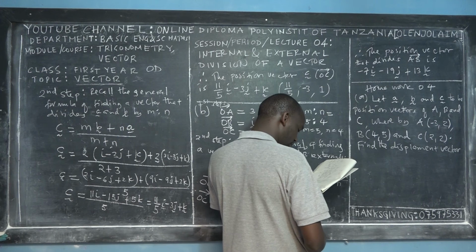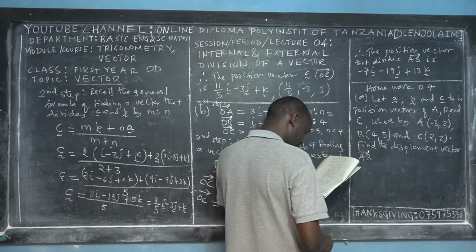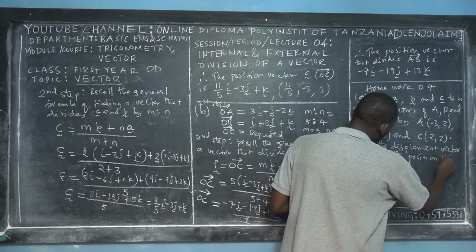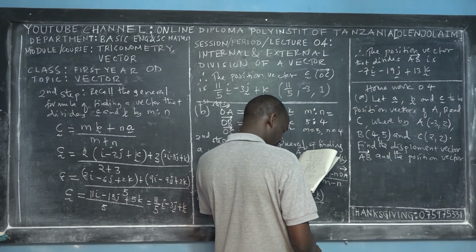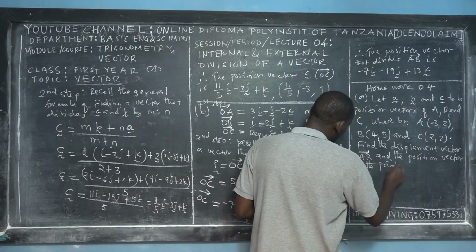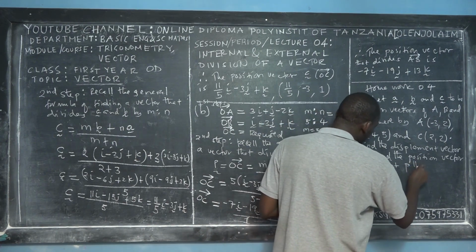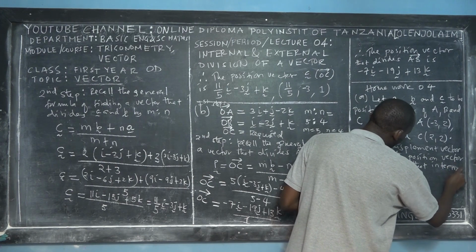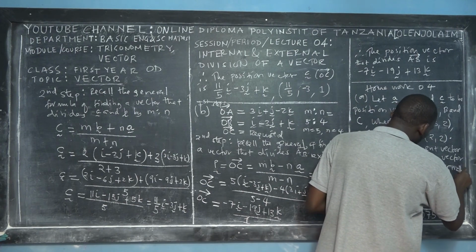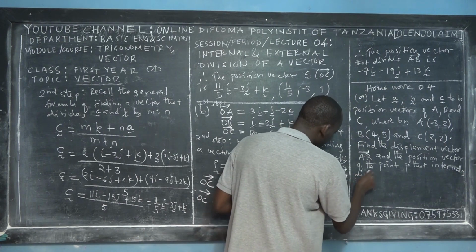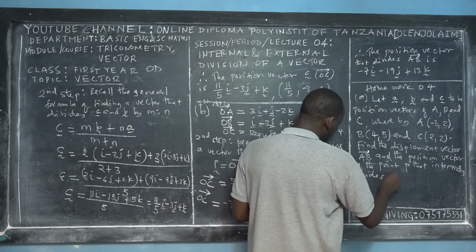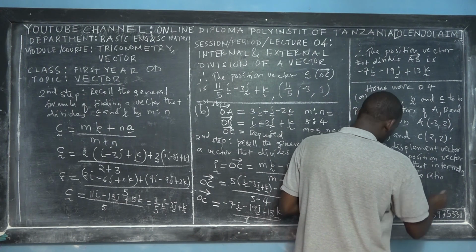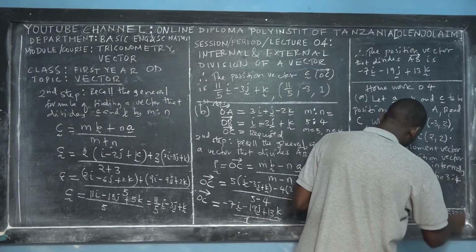Find the displacement vector AB, and the position vector of the point P that internally divides vector BC in the ratio of 3 to 4.